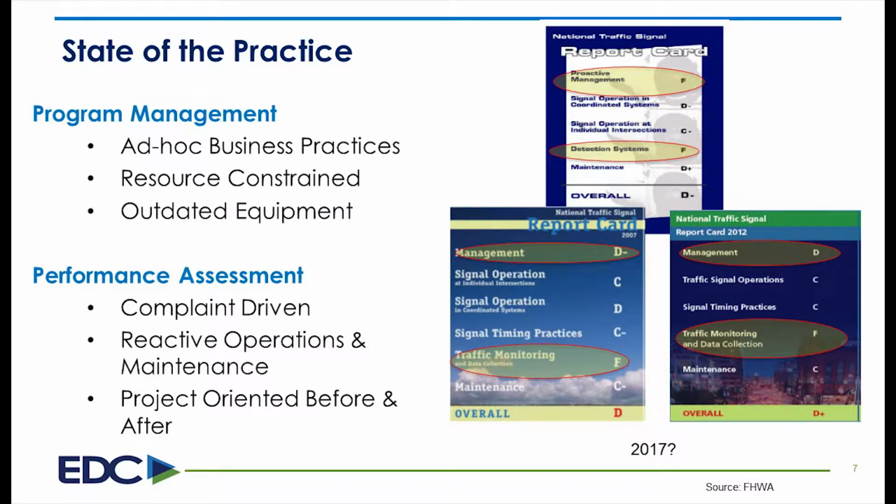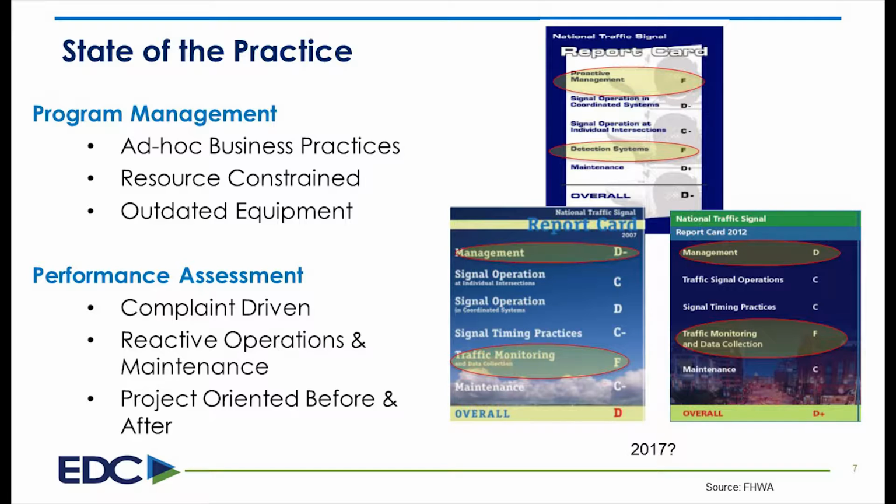Okay, so I talked about what a traffic signal program is. How do we know if it's working? We've had a number of national assessments oriented around gauging the state of the practice. This is the traffic signal report card, completed in 2005, 2007, and 2012, and we're currently working on the next iteration. It won't be a report card, it will be a benchmarking report, but that one's due out in mid-2017.